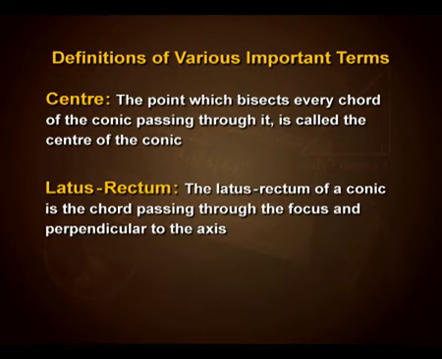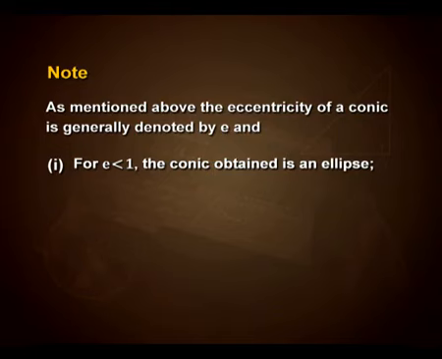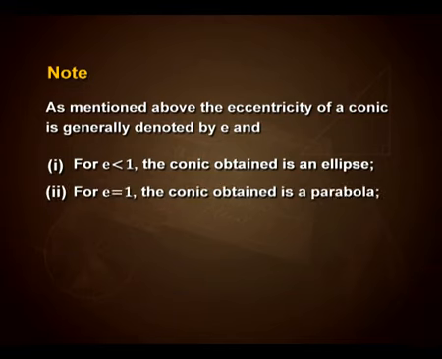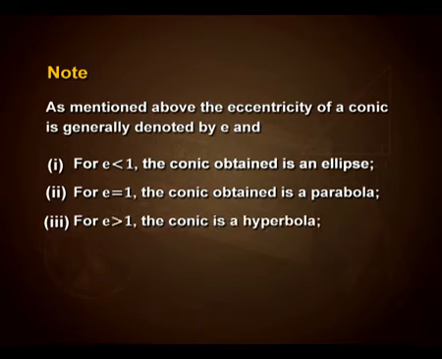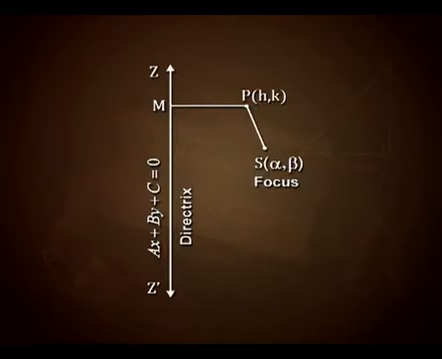The latus rectum of a conic is the chord passing through the focus and perpendicular to the axis. We note here that, as mentioned above, the eccentricity of a conic is generally denoted by e, and for e less than 1, the conic obtained is an ellipse. For e equal to 1, the conic obtained is a parabola. For e greater than 1, the conic is a hyperbola, and for e equal to 0, the conic is a circle. Look into this figure here.